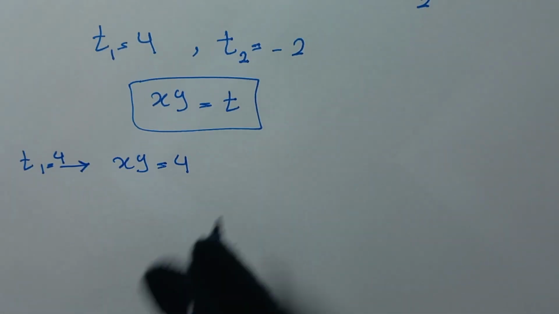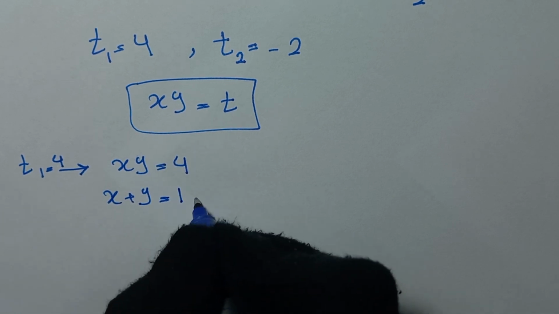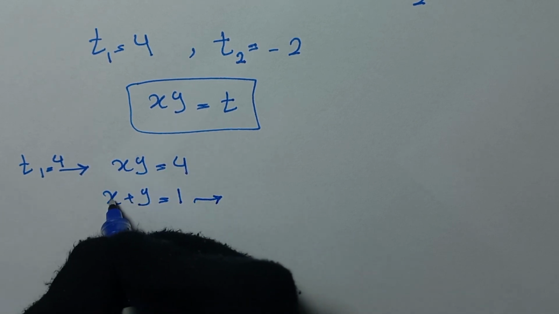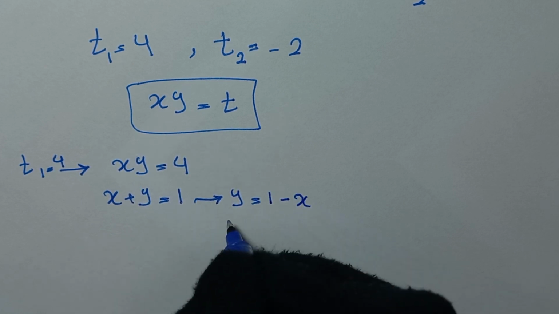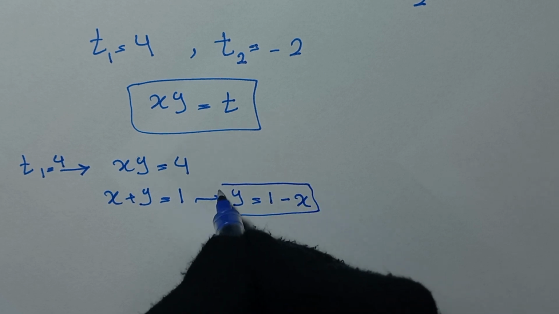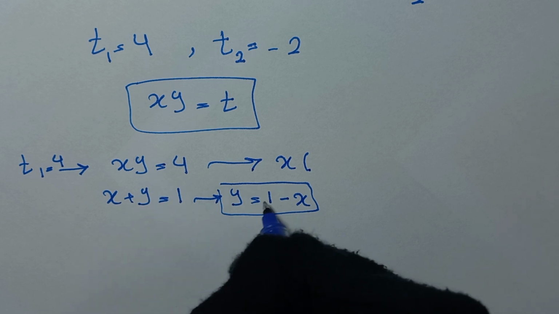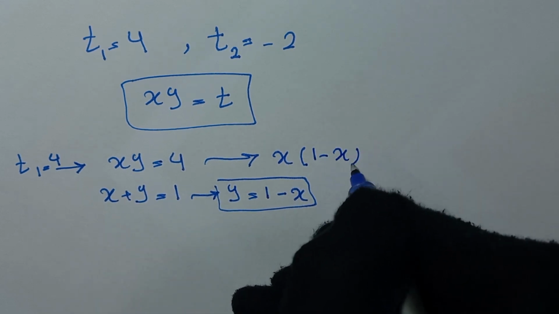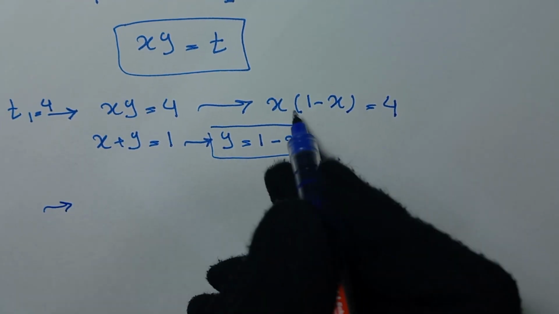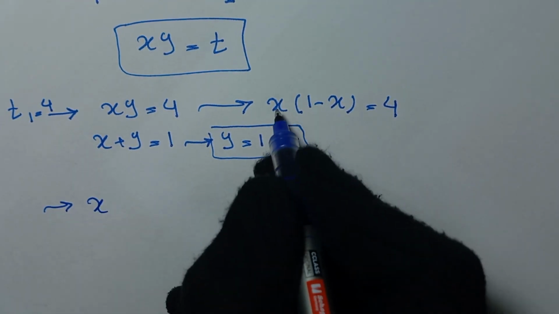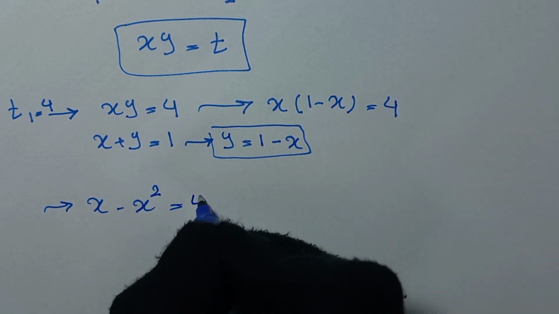So we write in here, x plus y is equal to 1. And if we take x to this side, it will be y is equal to 1 minus x, right? So we substitute in this equation, and we can write x times y. y is 1 minus x. x times (1 minus x) is equal to 4, right? And we write in here, x times 1 will be x, and x times negative x will be negative x squared, is equal to 4.